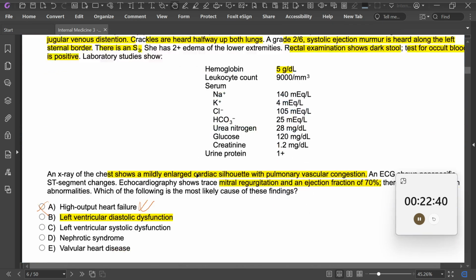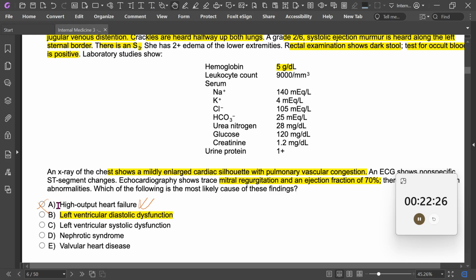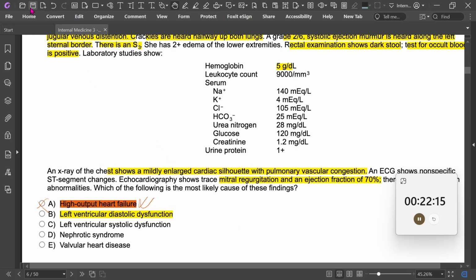Okay, option 6. Okay, this patient, why is it high output cardiac failure?